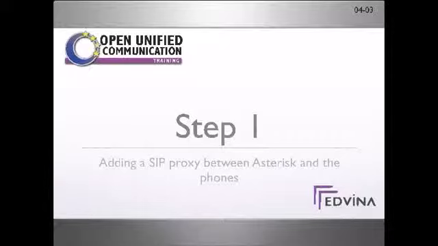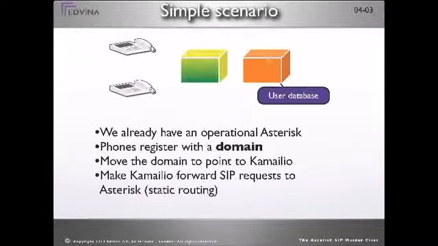That way you have a DNS server, or 2 or 3, where you actually control where to send the SIP messages. So now you're adding a proxy in between, and you move the domain in DNS to point to Camelio. No need to reconfigure the phones. And you tell Camelio to, anything you get, forward that to Asterisk. Right? So you're implementing a man in the middle. Okay?